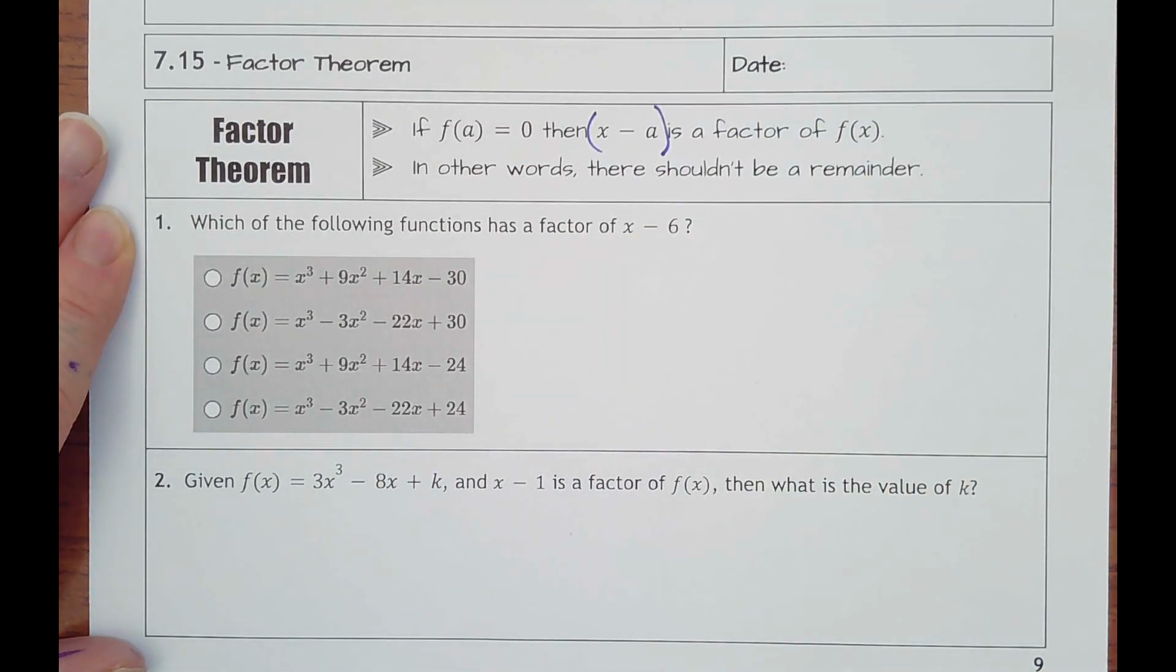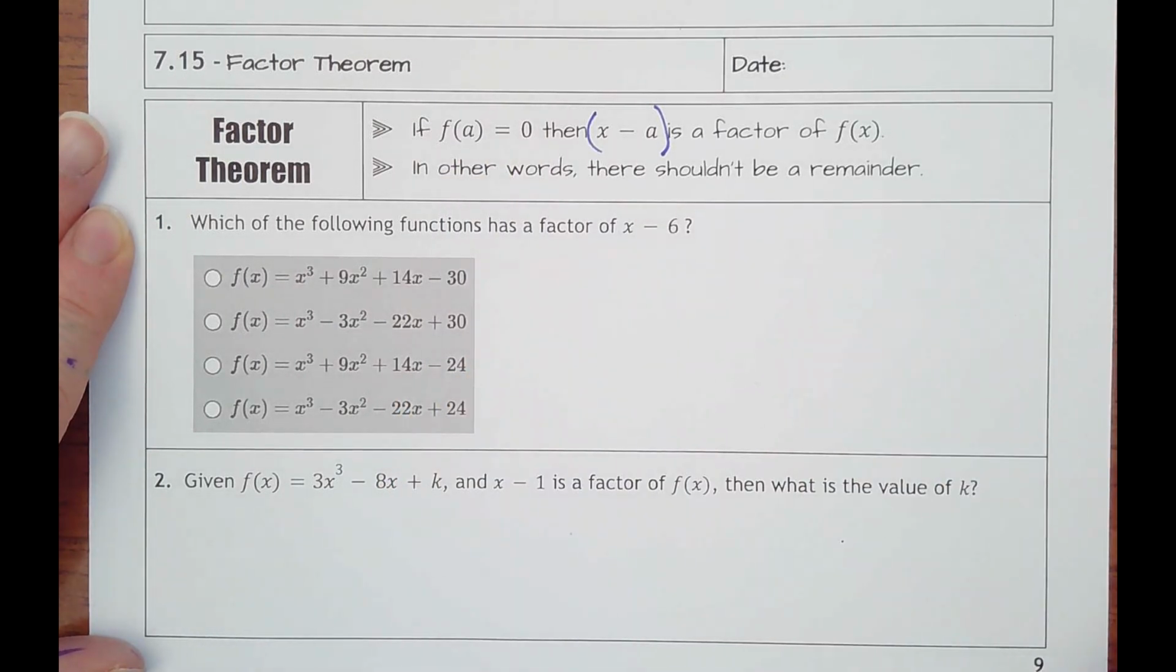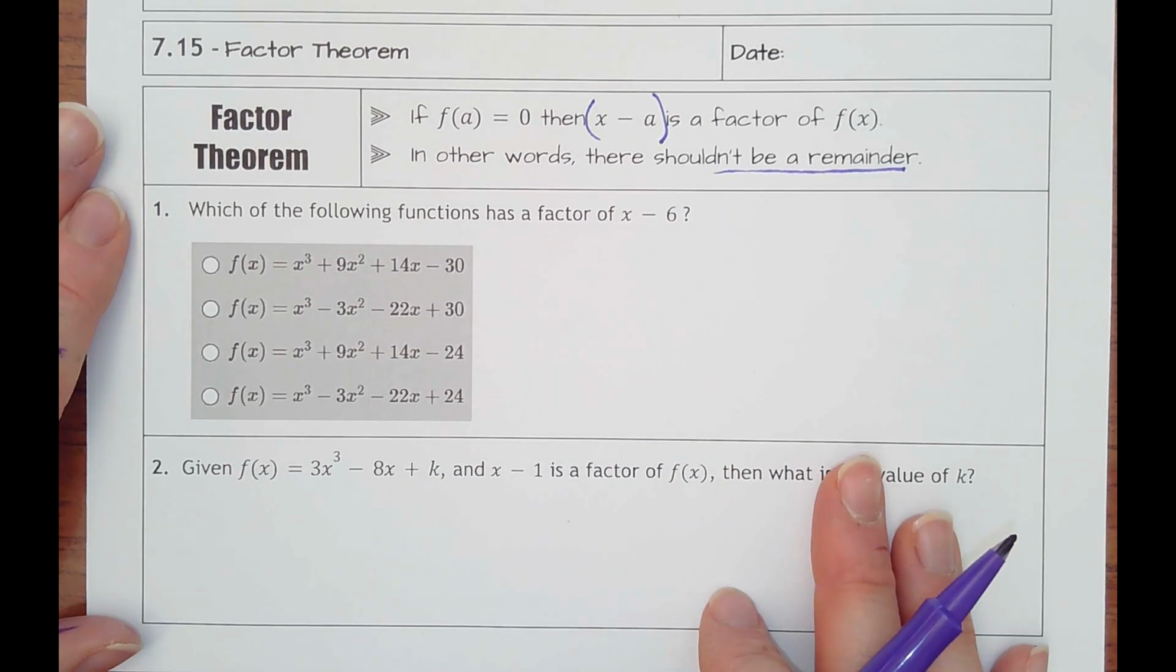Okay, so before on the Remainder Theorem we said that we could find a remainder quicker if we just plug in an x value and see what y is. Well, now we know that if we plug in an x value and we get no remainder, then that means it actually is a factor. So there should not be a remainder when it asks you, is something a factor?